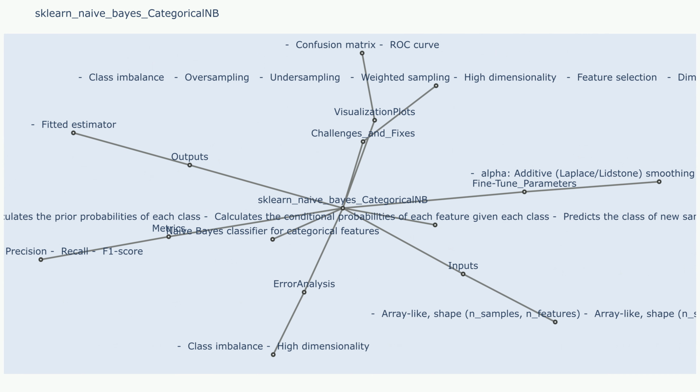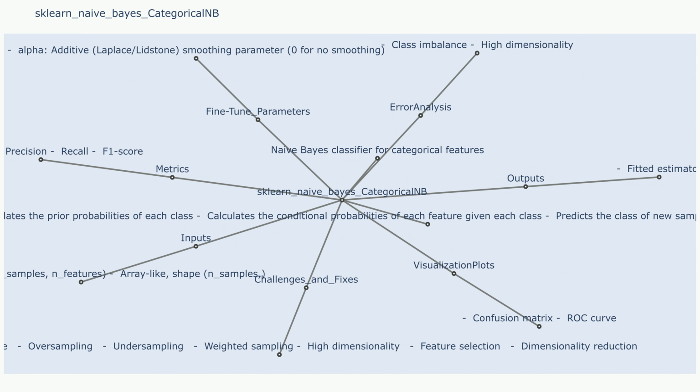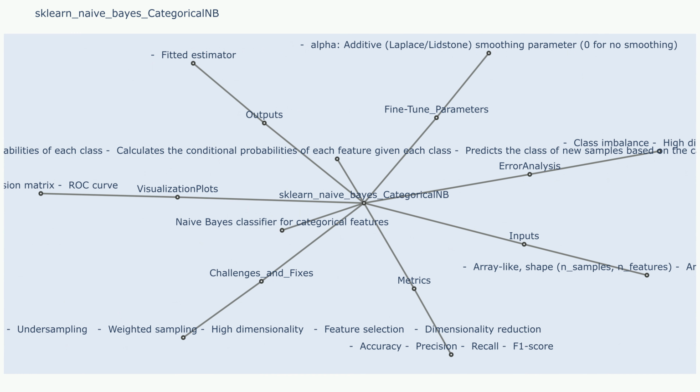For example, features describing different aspects of the same entity. Fixes. Explore using more sophisticated algorithms like Bayesian networks or decision trees that can handle feature dependencies. Perform feature selection to remove redundant or correlated features before training a CategoricalNB model.